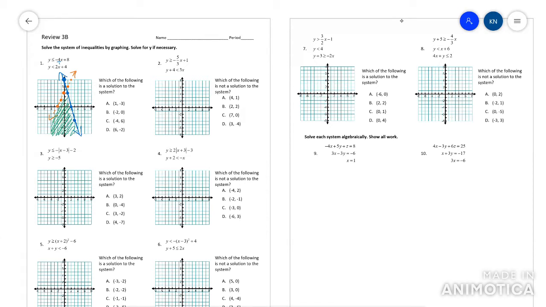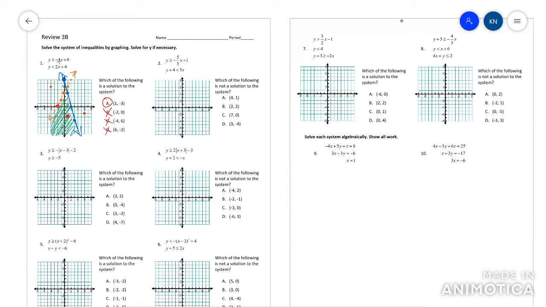And so the point that's a solution to that, 1, -3 is right here. That works. -2, 0 is on a dotted line. That does not work. -4, 6 isn't even close. And 6, -2, that's not close either. So my answer is A. Okay, let's look at the next one.